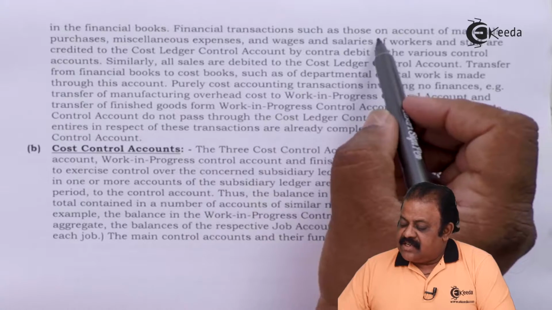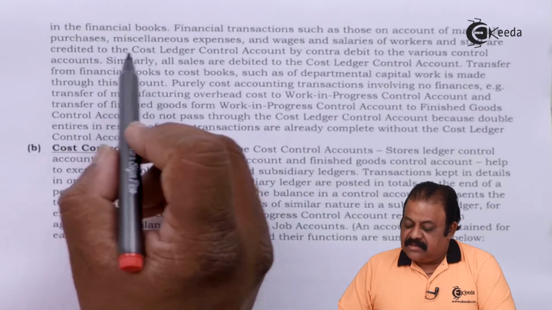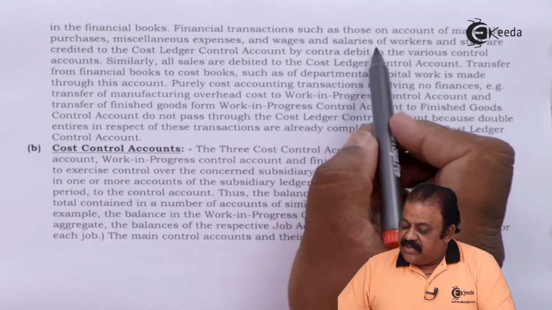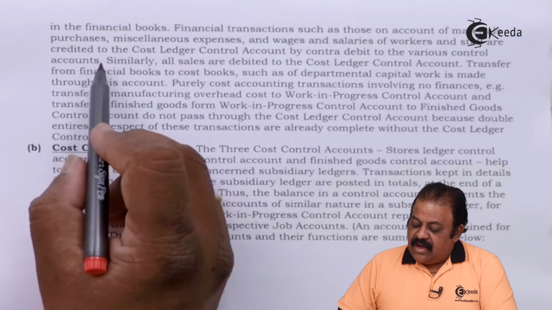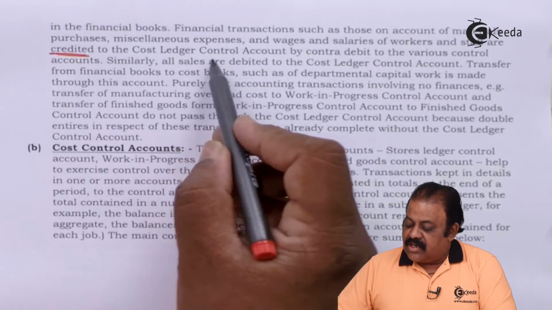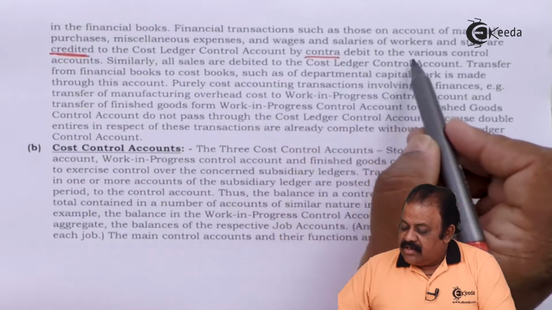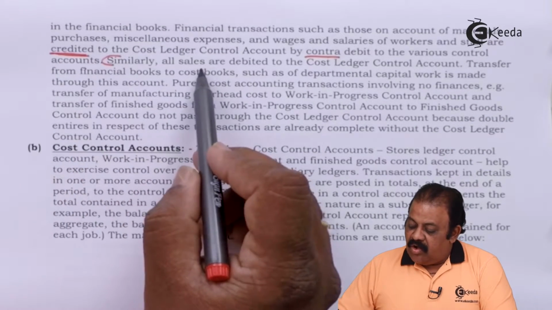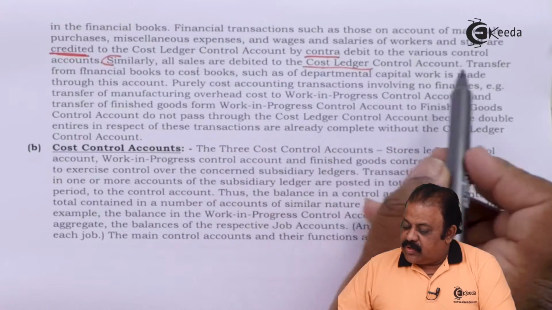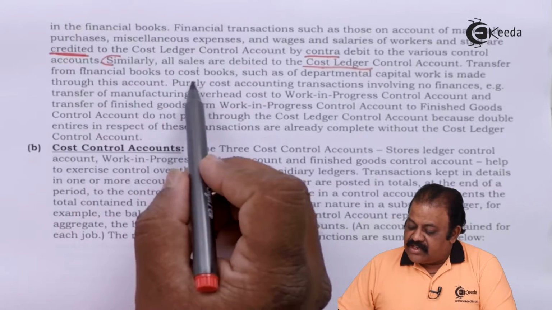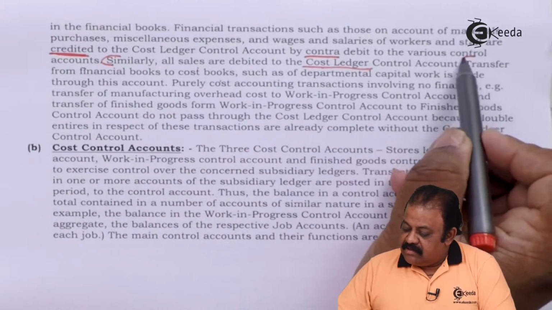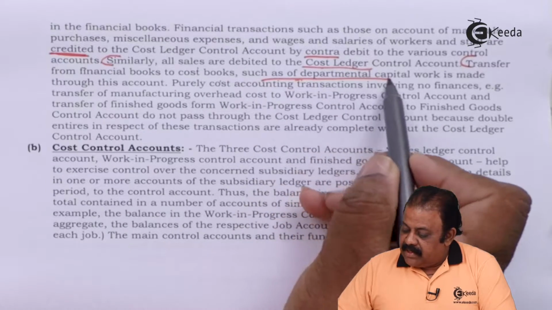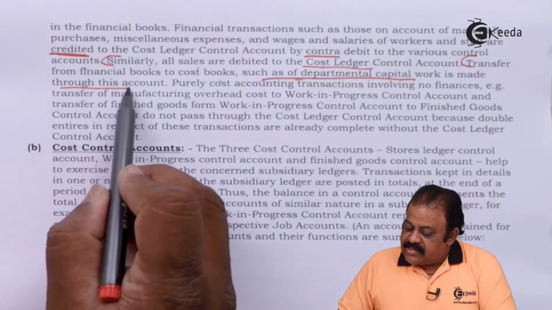Financial transactions such as those on account of material purchases, miscellaneous expenses, wages, salaries of workers and staff are credited to cost ledger control account by contra debit to various control accounts. Similarly, all sales are debited to cost ledger control account. Transfers from financial books to cost books, such as departmental capital work, are made through this account.